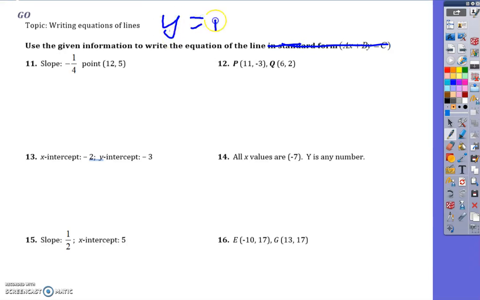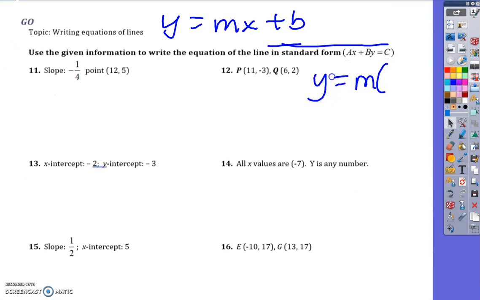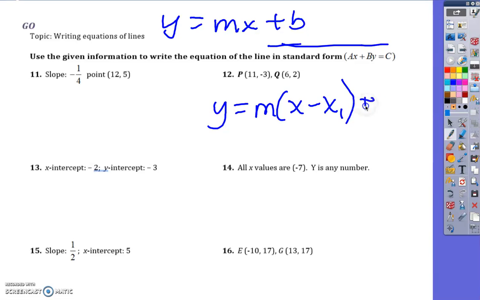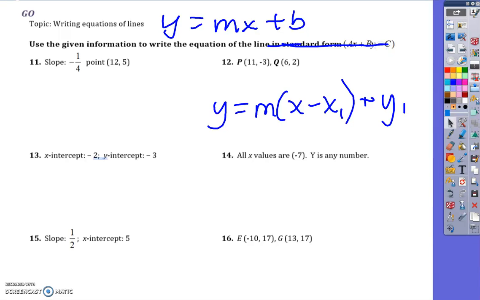You've got y equals mx plus b, and point slope form, y equals m parentheses, x minus x1 plus y1. And you feel free to use standard form if you want to, but you don't have to use standard form. I'm going to go ahead and write it down. You may use any of those forms. So I'm going to go ahead and show you how to do that.